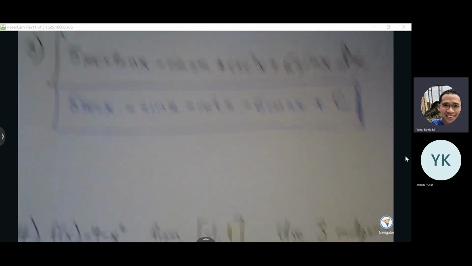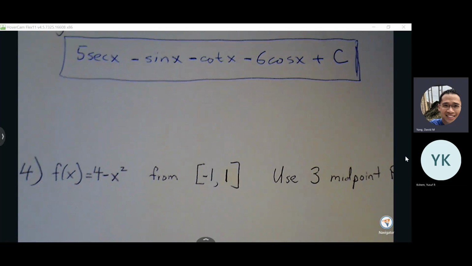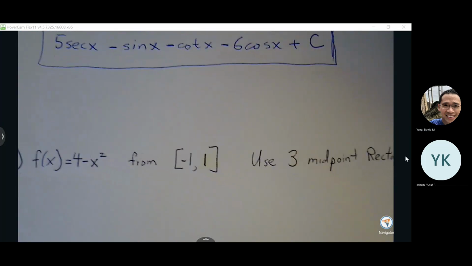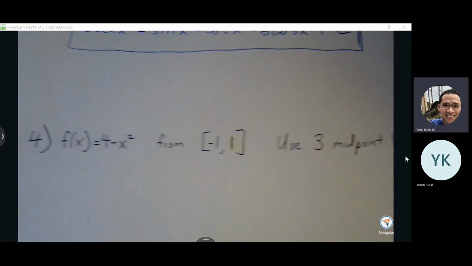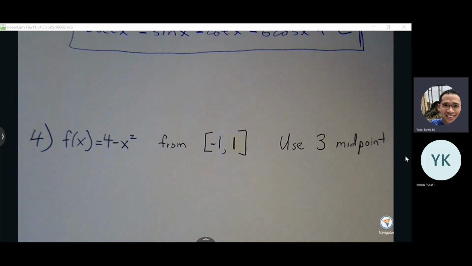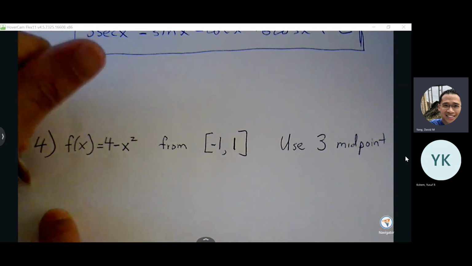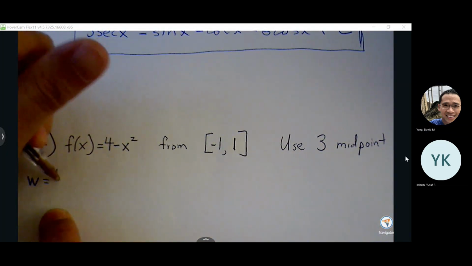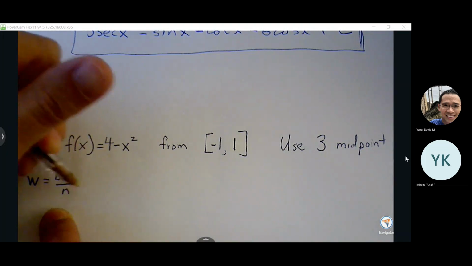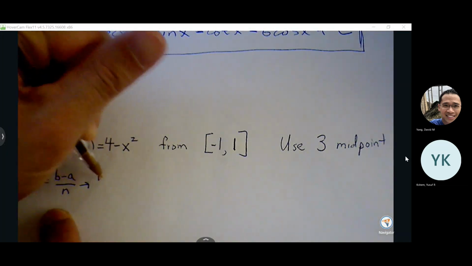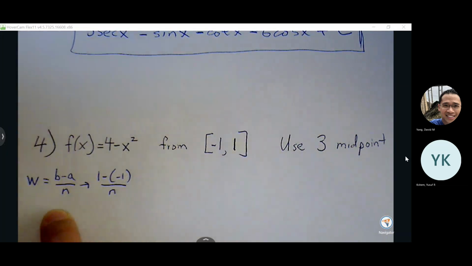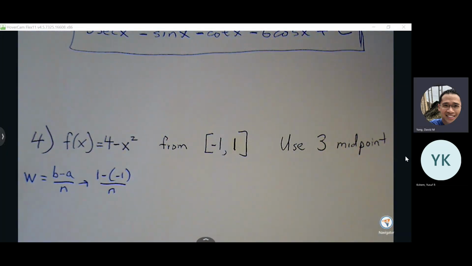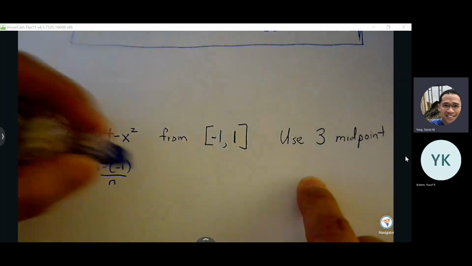Okay, number 4. Use 3 midpoint rectangles to approximate the area. So we have to go through our width formula. Okay, build from scratch. Okay, so first step is let's build our width. Sorry, what's our n value? 3. Okay.